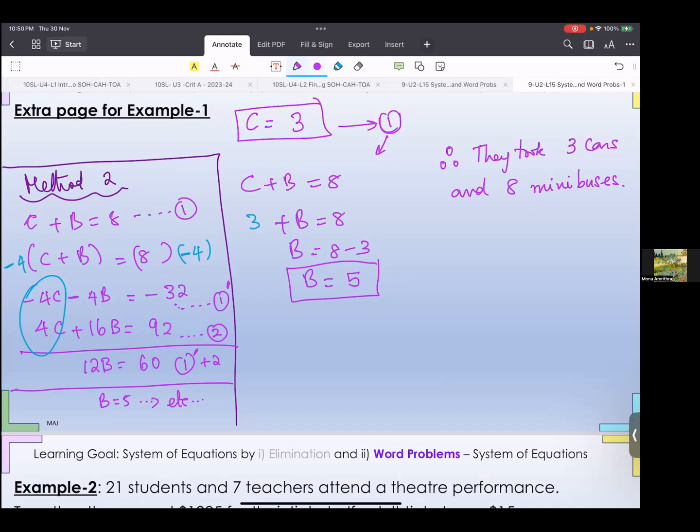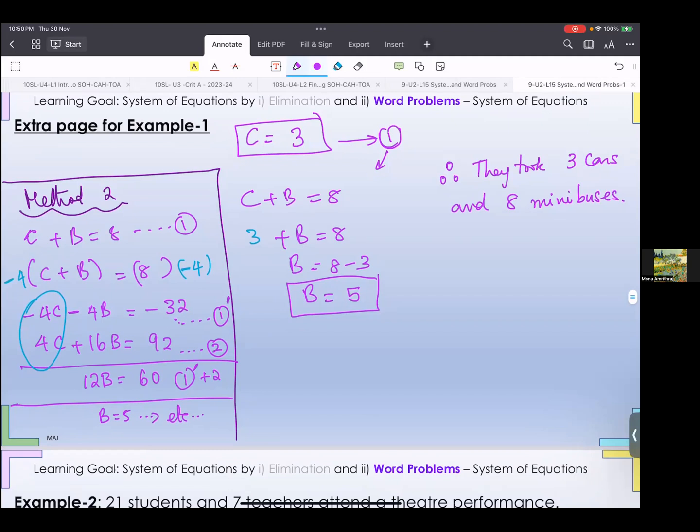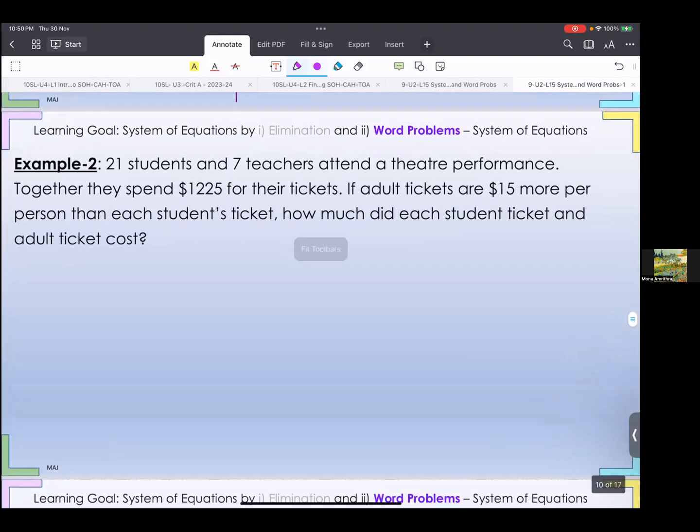Okay, right, let's do the next question. 21 students and 7 teachers attend a theater performance. Together, they spend 1,225 for their tickets. If adult tickets are 15 more per person than each student ticket, how much did each student ticket and adult ticket cost? So clearly, now we are looking at cost, right? So it's going to label your variables using cost, okay?